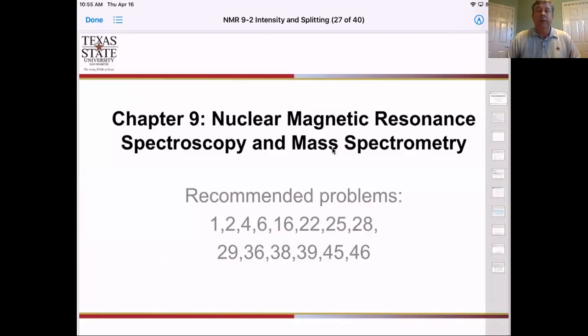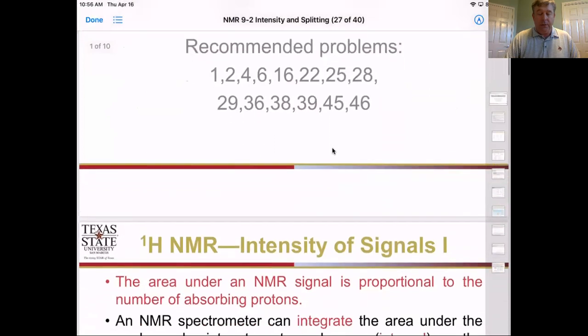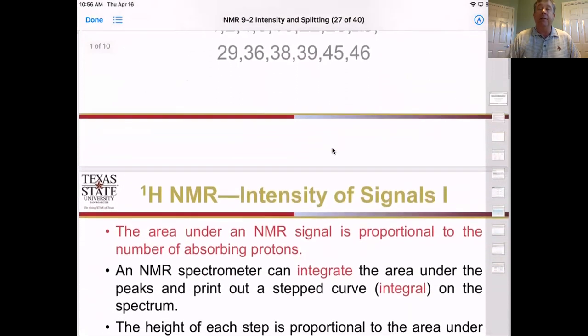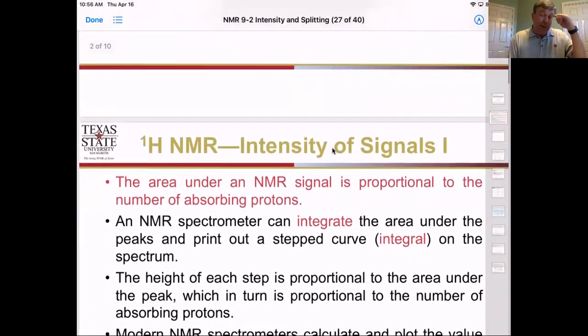Okay, organic chemistry 2341. This is chapter 9, section 2. We're going to continue NMR spectroscopy, and we're going to talk about intensity and peak splitting. Okay, so the first thing we need to think about is the intensity of the peak. It's on the graph, but let's look at what that means to us.